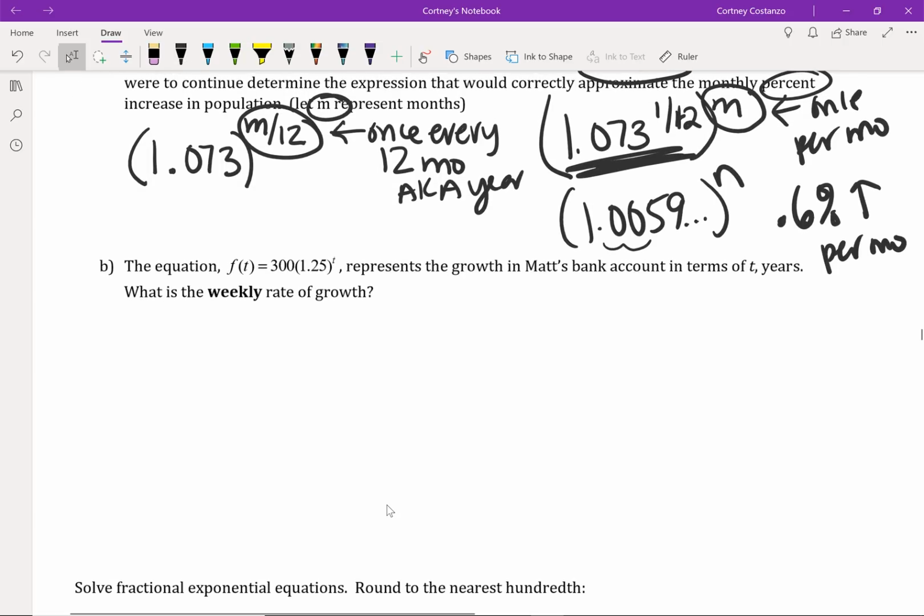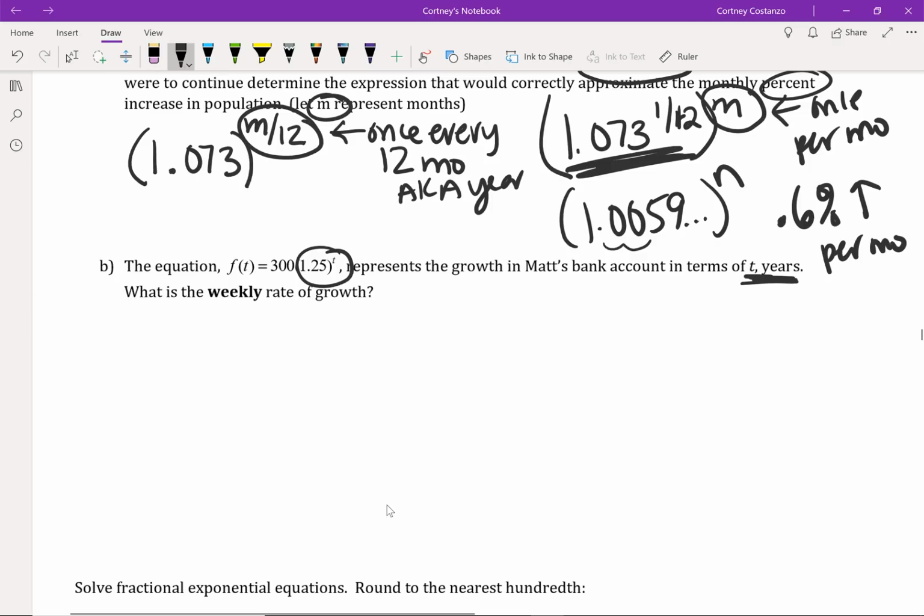Letter B, it kind of goes the other way. So that's converting to yearly. The next one is taking a yearly growth rate because it says T is in terms of years here. So that means it's growing 25% per year. I want to know then how much is it growing per month.